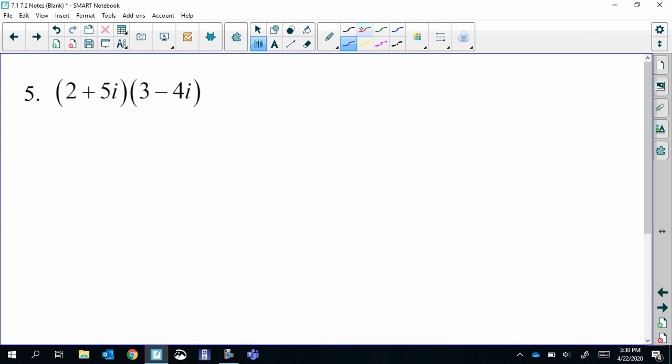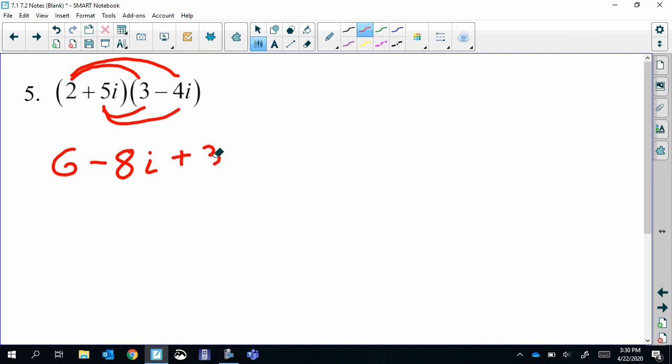When you are multiplying, you would multiply this just like you would binomials in algebra. You multiply the 2 to both terms in the second complex number. Then you distribute that 5i to both terms. So 2 times 3 is 6. 2 times negative 4i is negative 8i. 5i times 3 is 15i, and then 5i times negative 4i is negative 20i squared.